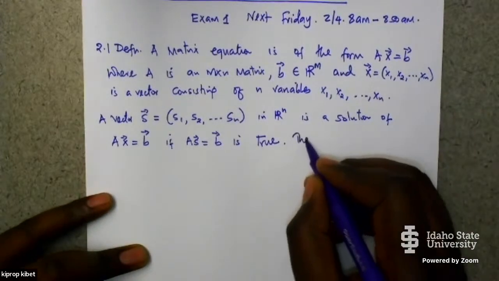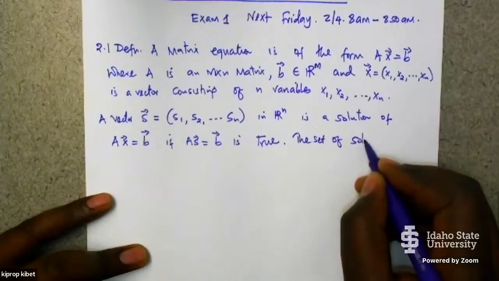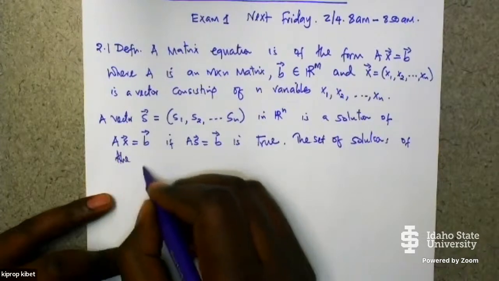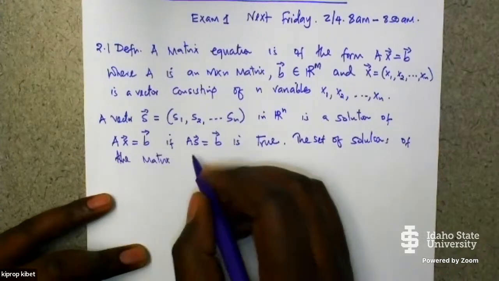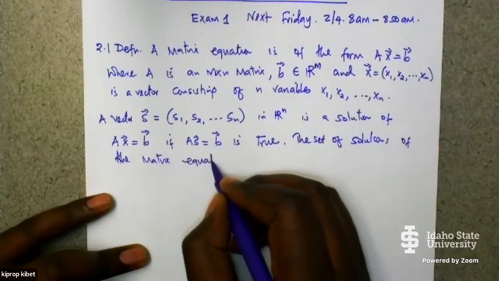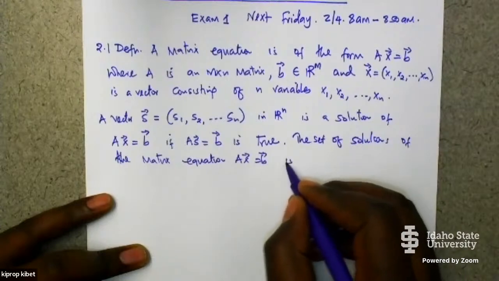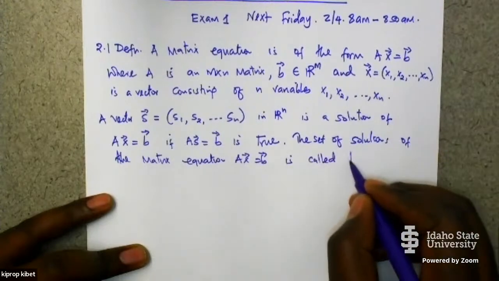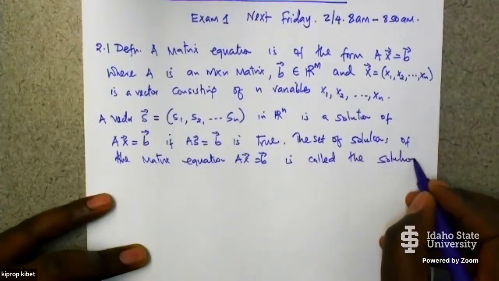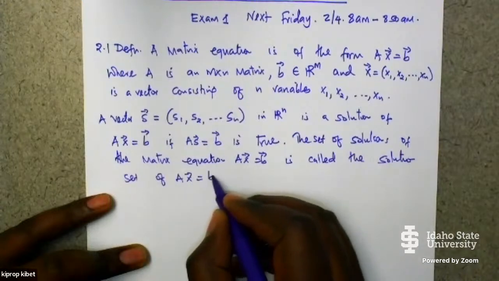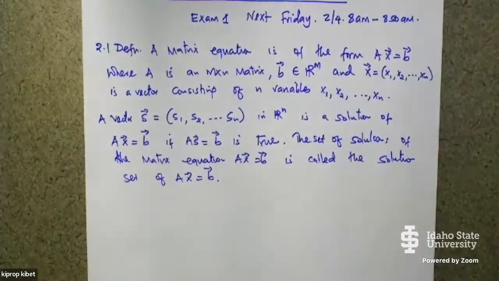Now, the set of solutions of the matrix equation Ax equals B is called the solution set of Ax equals B.